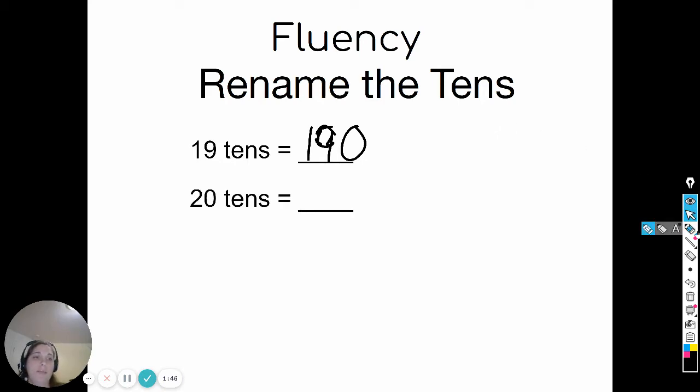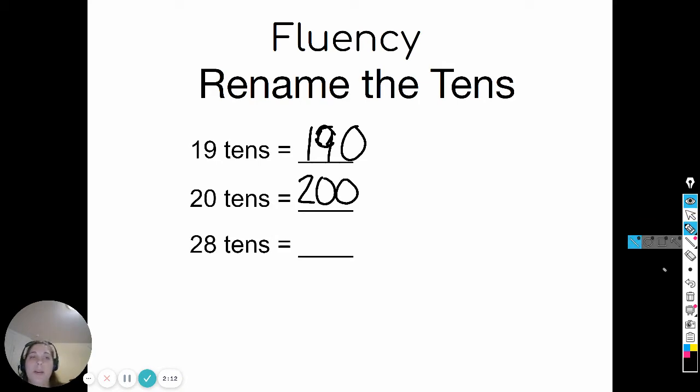20 tens. 20 tens is a little more tough. We have to do our 20 and then put our 0 in the ones place. So 20 tens actually equals 200. 28 tens. 28 tens would be our 28 with our 0 in the ones place. So we have 280.